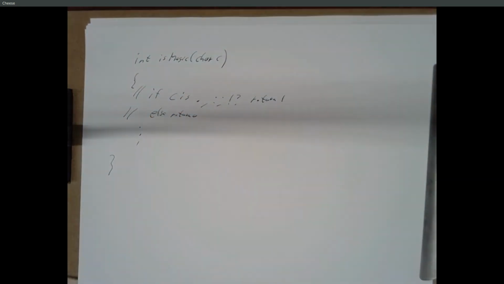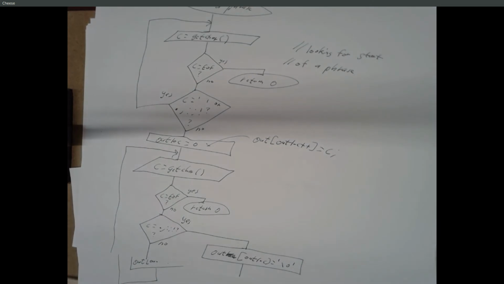So write a function that takes a character, and if it's equal to a period, comma, colon, semicolon, exclamation mark, question mark, returns a 1, otherwise it returns a 0. And then this block up here looks something like this.